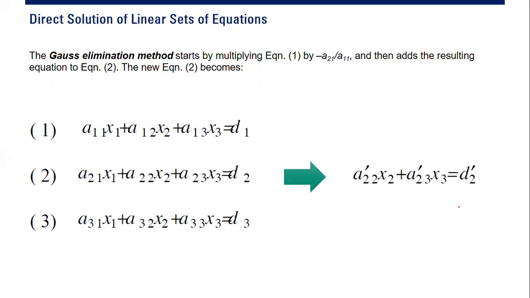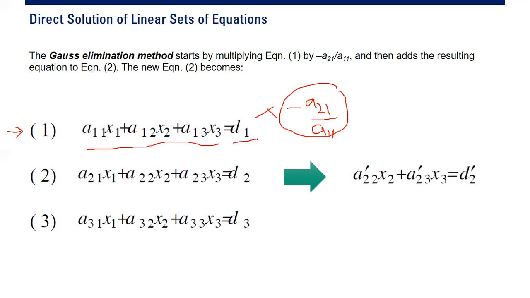So the Gauss elimination method starts by multiplying equation 1. This is equation 1. I multiply the equation by minus A21 divided by A11. Of course, you need to multiply both sides, the left-hand side and also the right-hand side, by this, so that it will be the same equation as equation 1, because you multiply both sides with the same thing. So you maintain equation one, and then you will get this one.